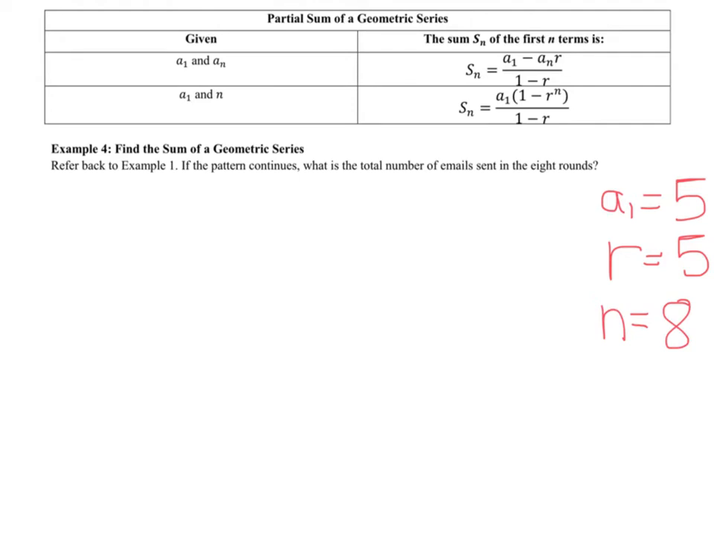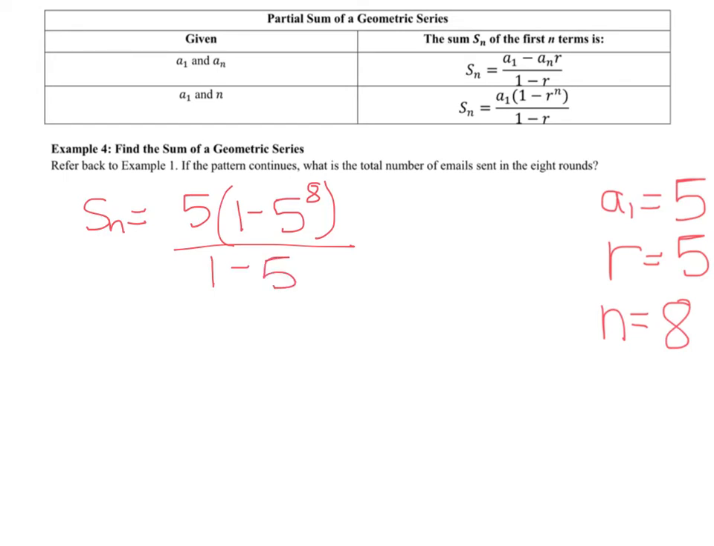And looking at our two formulas here, we can see that if we use the first formula, we need a sub 1 and a sub n. And if we use the second formula, we need a sub 1 and n. And in this case, we already have a sub 1 and n, so we're going to use the second formula. So we have s sub n is equal to a sub 1, which is 5, times 1 minus r, which is 5, to the nth power, which is 8, all over 1 minus r, which is 5.